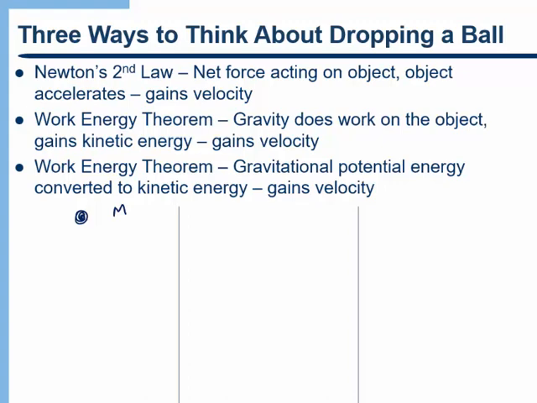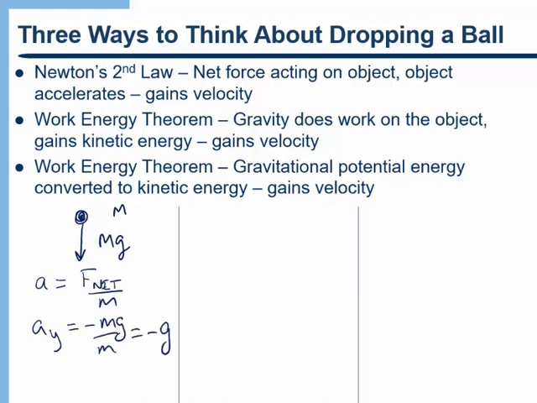Well, if we think about the way we looked at this earlier in the course, we'd say the reason the ball falls is because there is a net force on it, which is the force of gravity. And because there's a net force on it, there is an acceleration, right? So the acceleration in the y direction would be the force, which is negative mg, over m, and we get an acceleration of negative g. So our first way of looking at why the ball falls is to say there's a net force acting on the ball that causes the ball to accelerate in the negative direction.